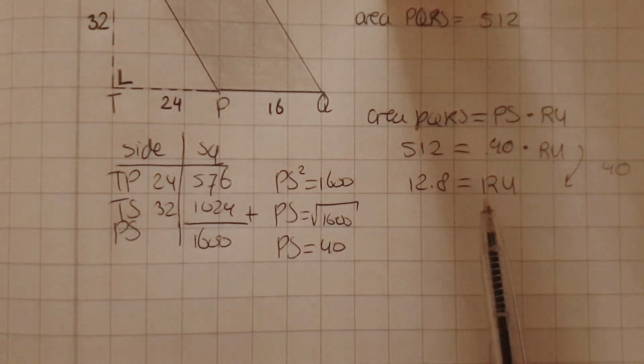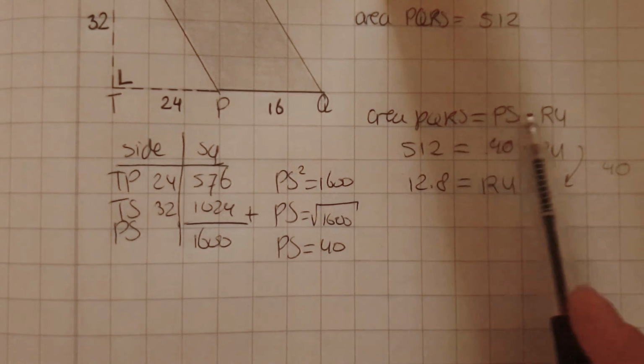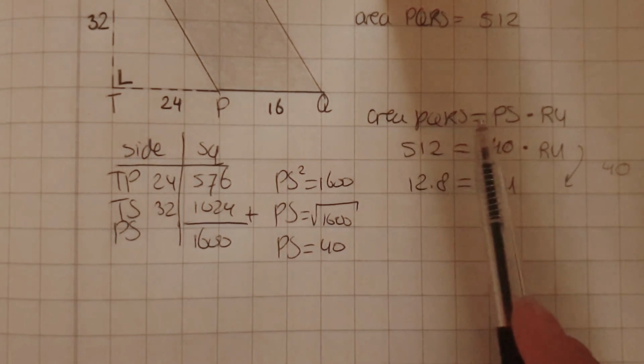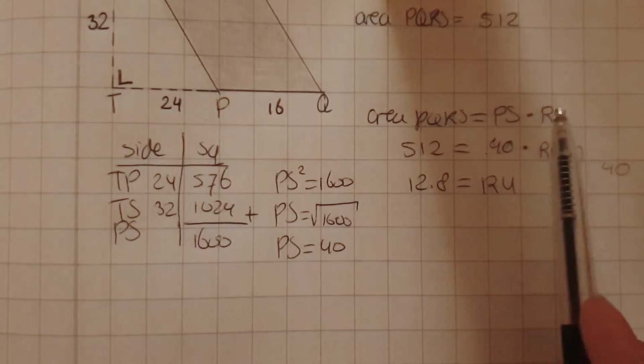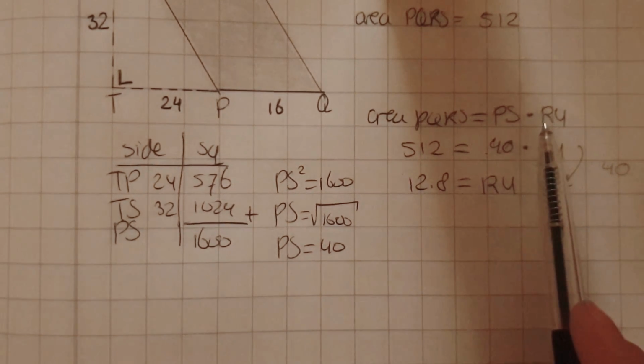I recommend you to start with writing down this sentence. Area PQRS is, and then look for a base and a corresponding height. And just write down the letters, and then you're gonna check what you need to do next.